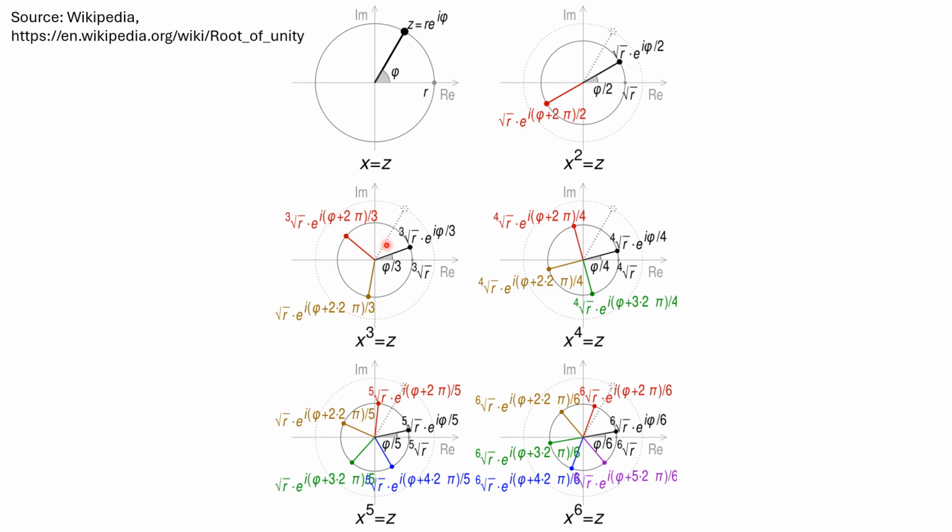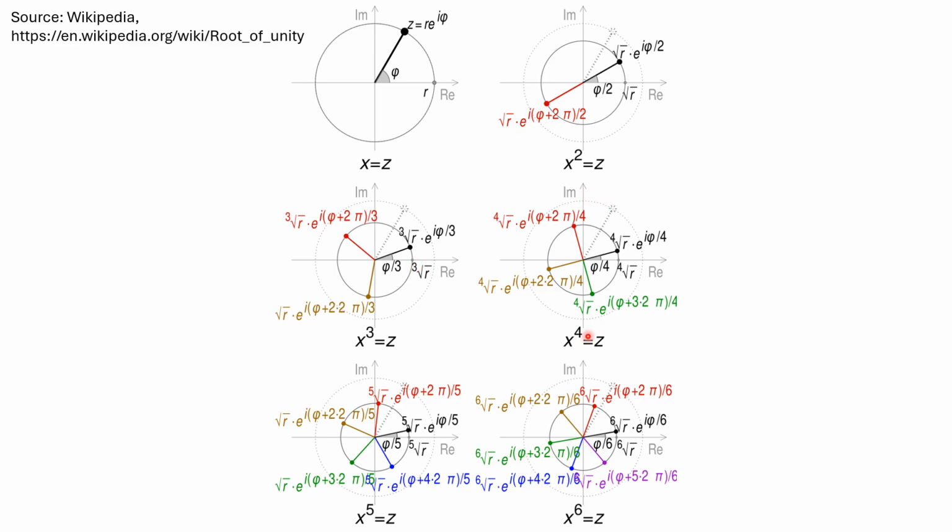Here you have the cube root. You see that phi divided by 3 is where you start. And you have the cube root of r as the modulus. And then you have the other two roots basically 120 degrees separated.